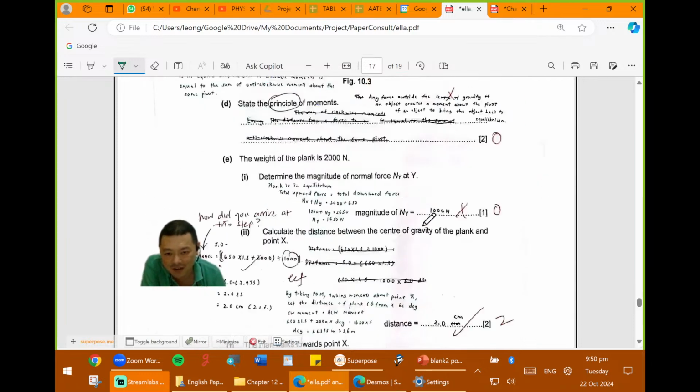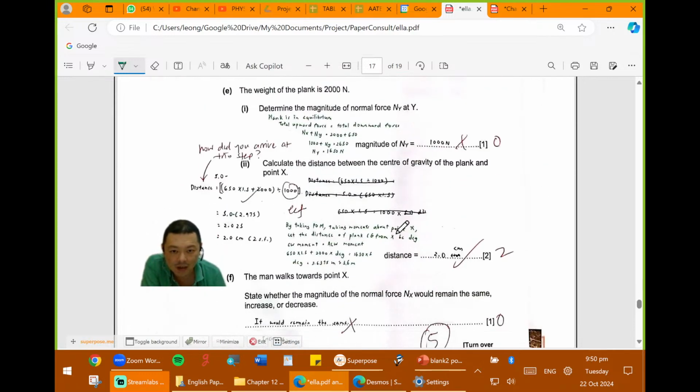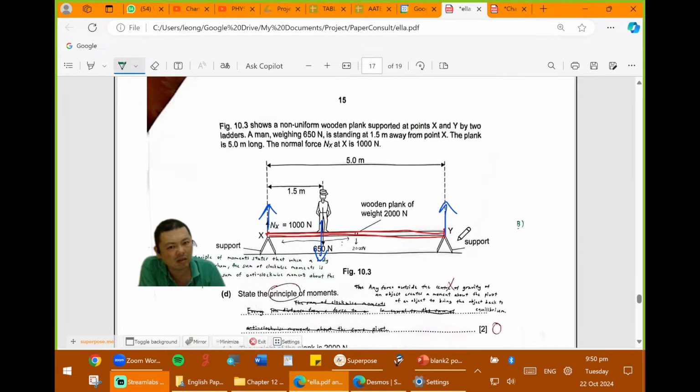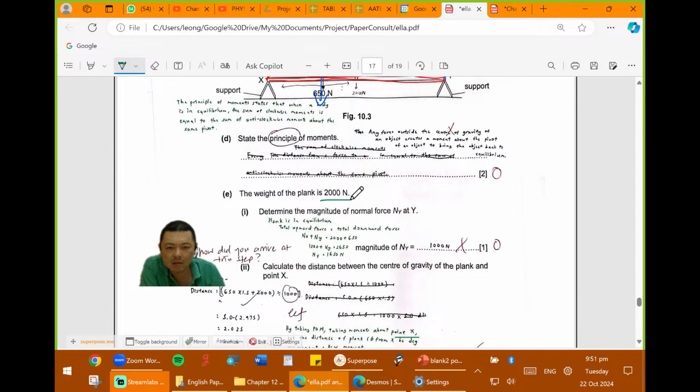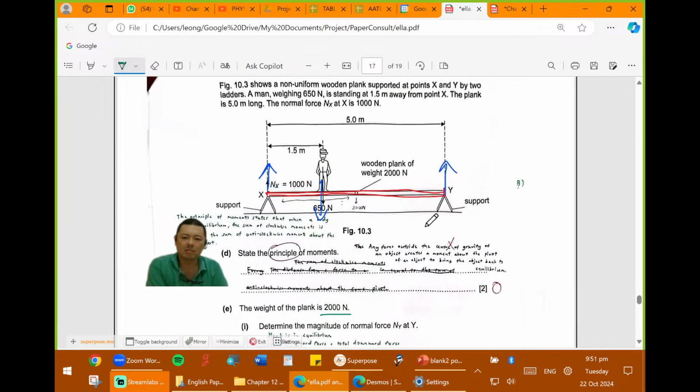Okay, I mean obviously you've done corrections, and I can see that they say by taking moments about point X. That's not right. Wait, you mean your teacher's corrections say taking moments about point X? That's not right. Why is that? I find it a bit strange. No, no, you should take it at point Y. Okay, let me explain why.